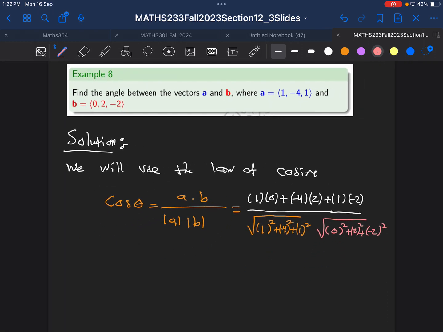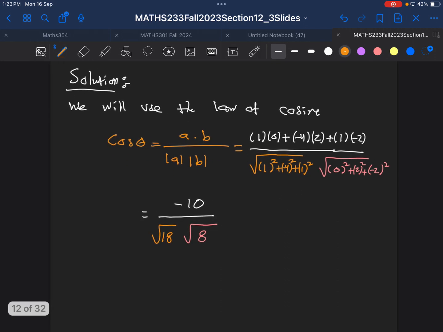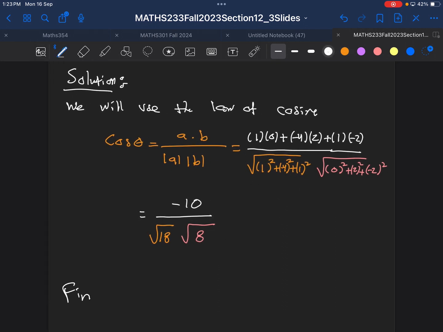Now, if you have a calculator, you can directly and easily find all the answer here. If we don't have a calculator, this will be negative 8, negative 10 in the top. And in the bottom, we will have square root of 18, and this will be square root of 8. And that's the cosine of theta. So the final step is to take cosine inverse for both sides.